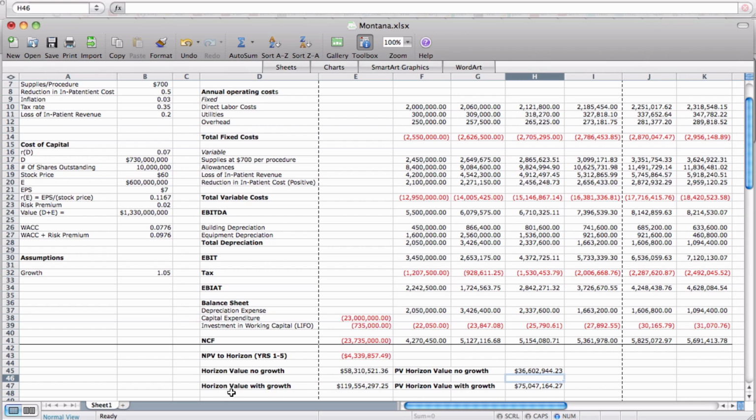Now, considering it as a perpetuity with growth, again, that's the year six discounted net cash flows, and you divide that by the difference between the weighted average cost of capital, or risk-adjusted cost of capital, and your growth assumption. So that's essentially 0.09676 minus 0.05 to give you 0.0476. And then you adjust that for present value terms.